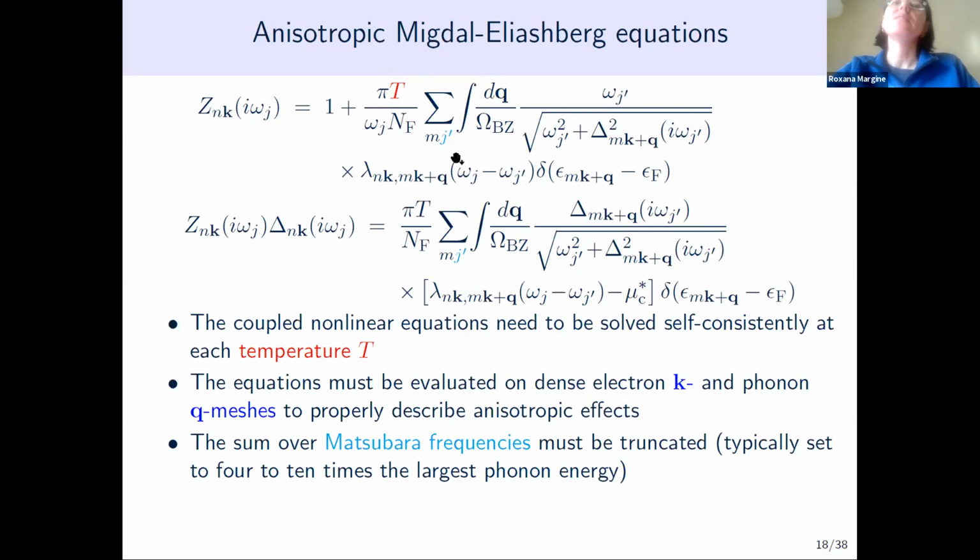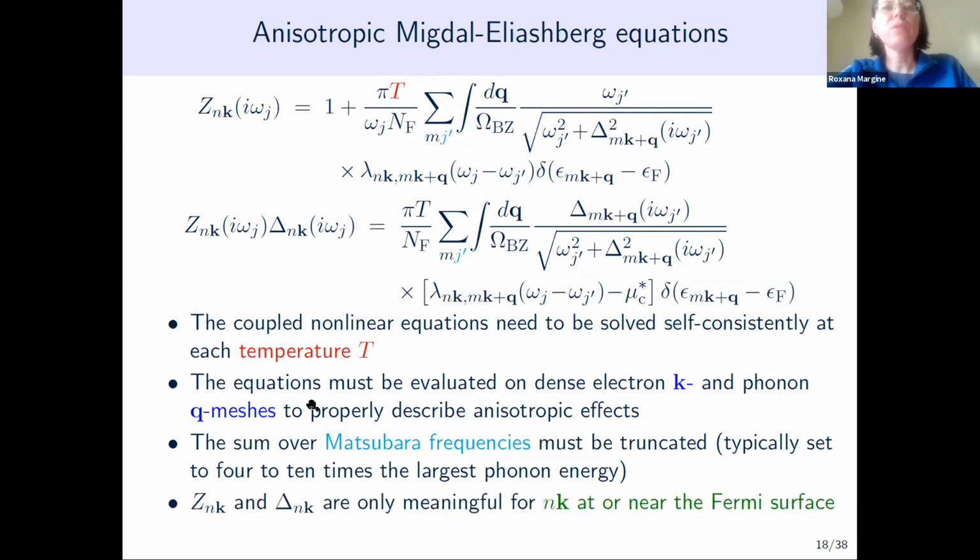In theory, this is an infinite sum, but in practice, this must be truncated, and typically due to computational limitations, we set this to 4 to 10 times the largest phonon frequencies. And then finally, I also want to remind you that based on the way that these two equations were derived, Z and delta are only meaningful for states at or near the Fermi surface.